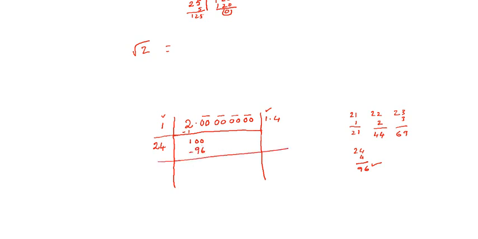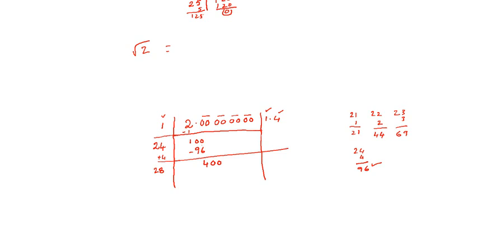What you get? 4. Again you carry the 2 zeros. Now you get 400. Here 24 4s are 96. What is the quotient in the second step? 4. You add that 4 to the divisor 24. 24 plus 4 is 28. The divisor 24 and the quotient 4, the sum of these two is 28.